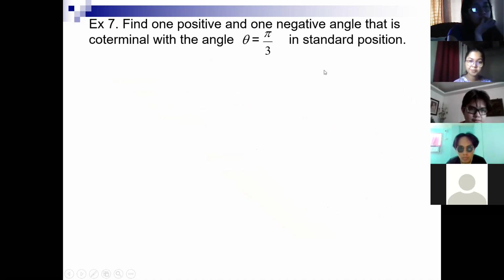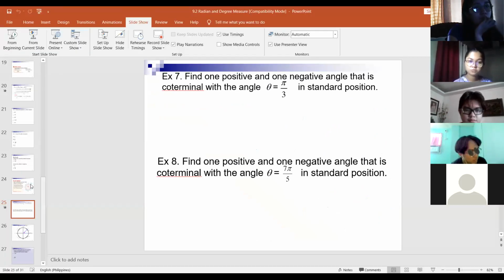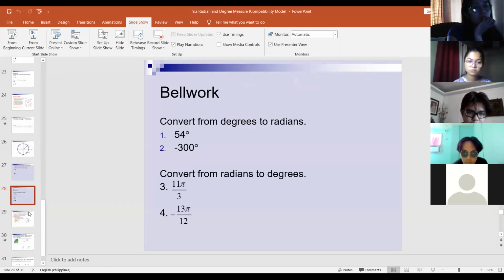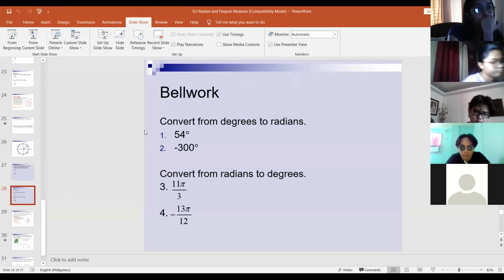With respect to coterminal, you just don't need to have that in class. Please focus on your module. Let's try to answer some items in your module and the rest will be up to you.